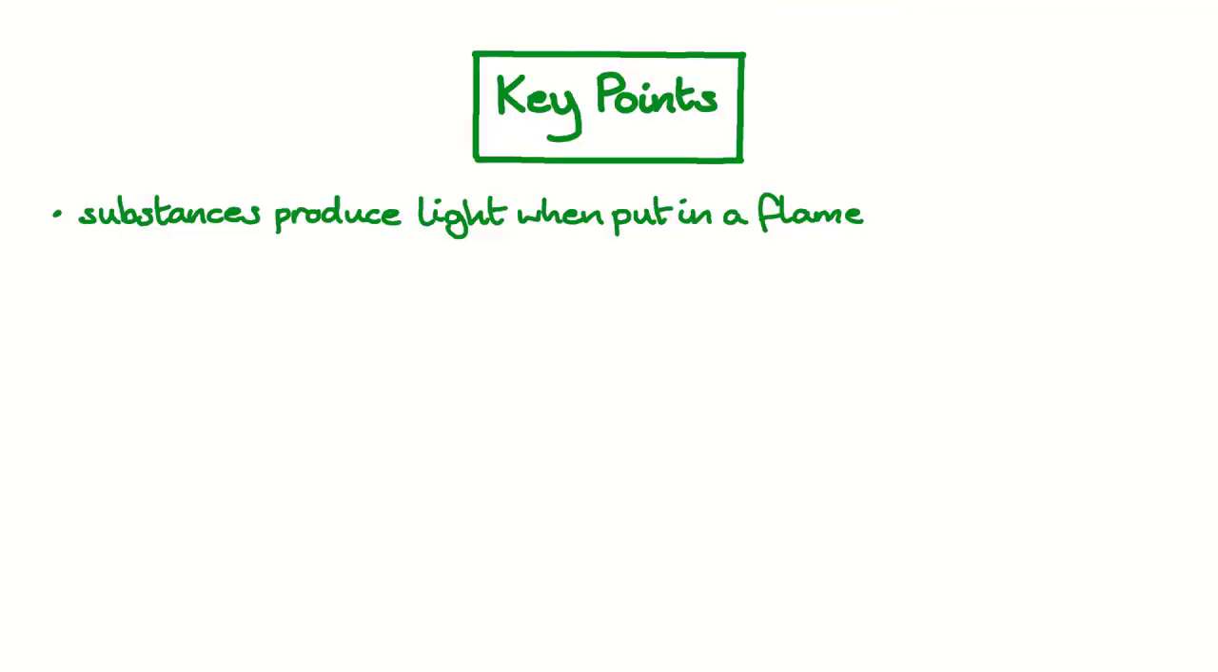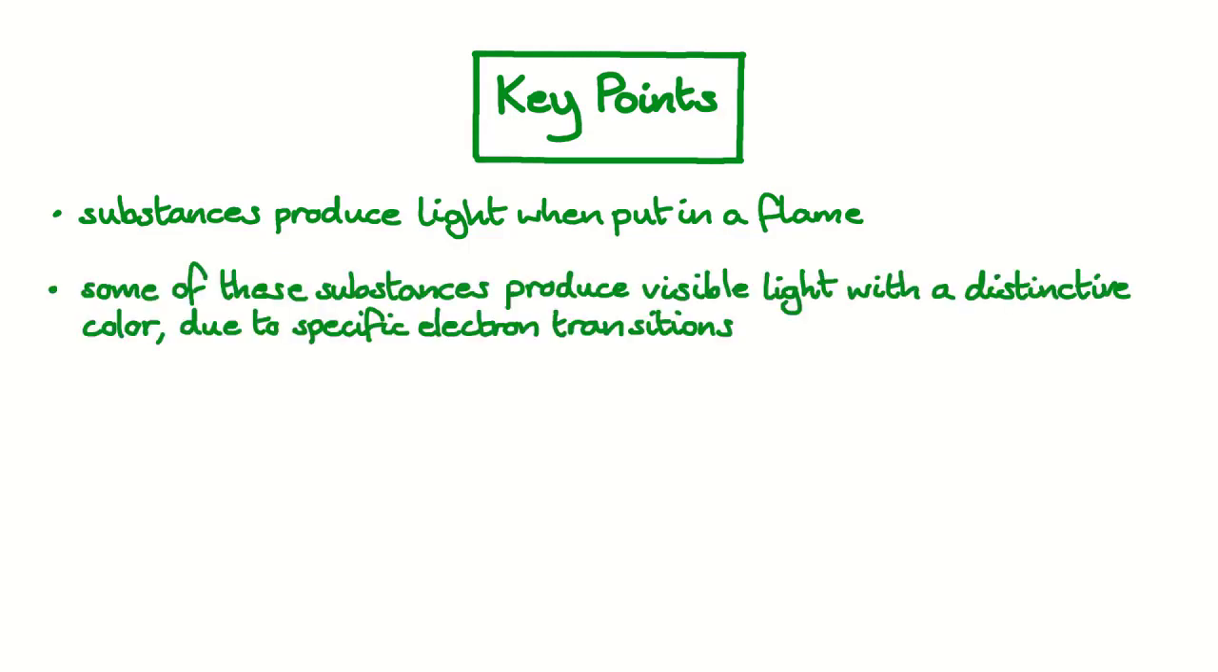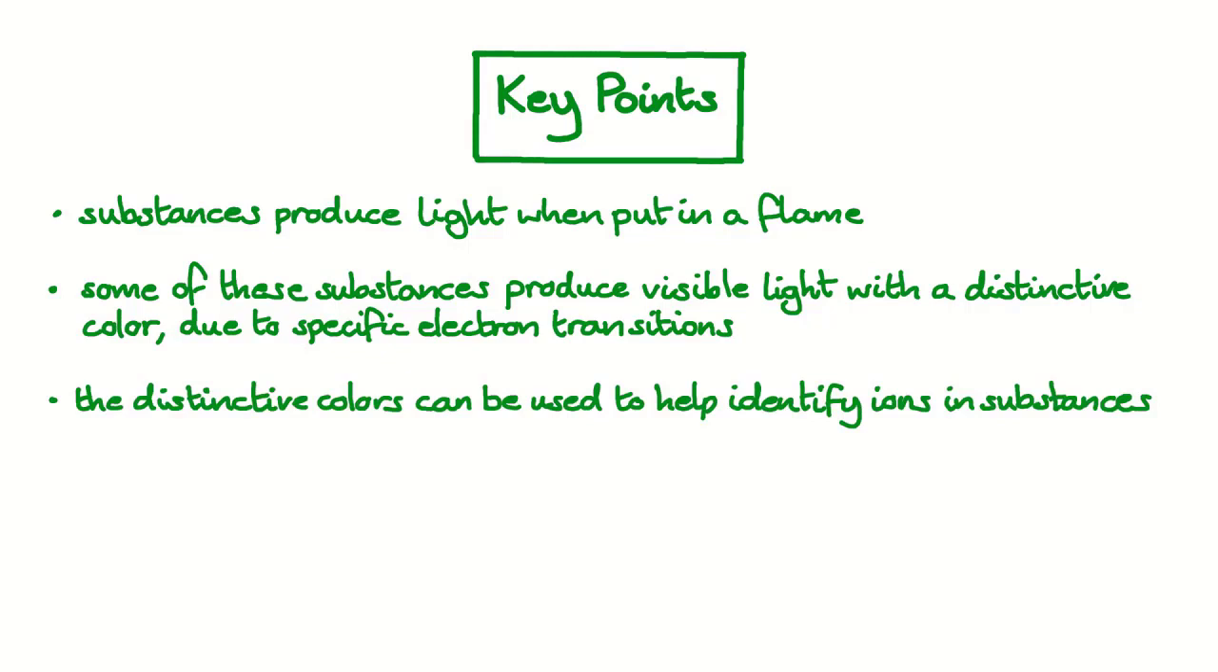Now that we've looked at a few examples, let's wrap up. In this video, we've learnt that substances produce light when put in a flame. Some of these substances produce visible light with a distinctive colour due to the specific electron transitions. And the distinctive colours can be used to help identify specific ions in substances.